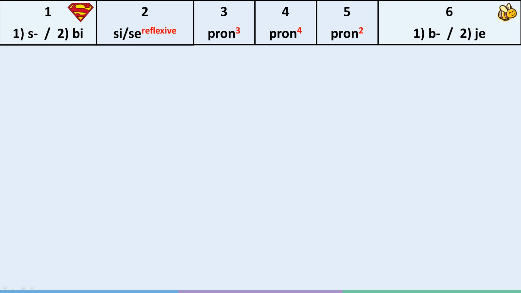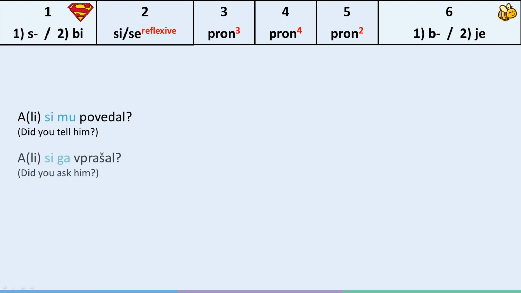Now let's look at some examples with questions. A si mu povedal? Did you tell him? A si ga vprašal? Did you ask him? Si mu povedal? Si ga vprašal?